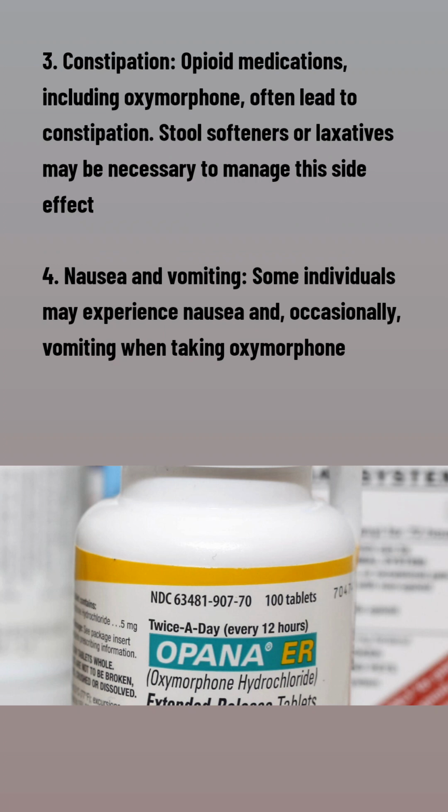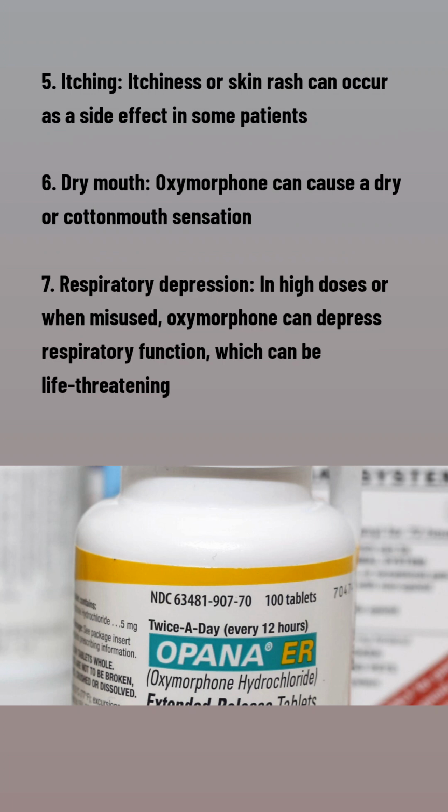3. Constipation. Opioid medications, including oxymorphone, often lead to constipation. Stool softeners or laxatives may be necessary to manage this side effect. 4. Nausea and vomiting. Some individuals may experience nausea and, occasionally, vomiting when taking oxymorphone. 5. Itching, itchiness, or skin rash can occur as a side effect in some patients. 6. Dry mouth. Oxymorphone can cause a dry or cotton mouth sensation.